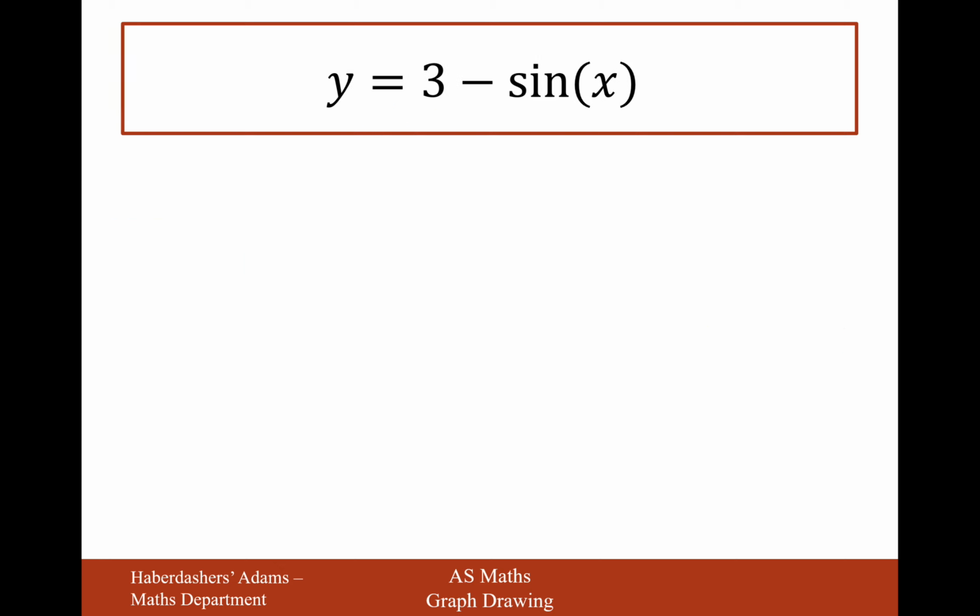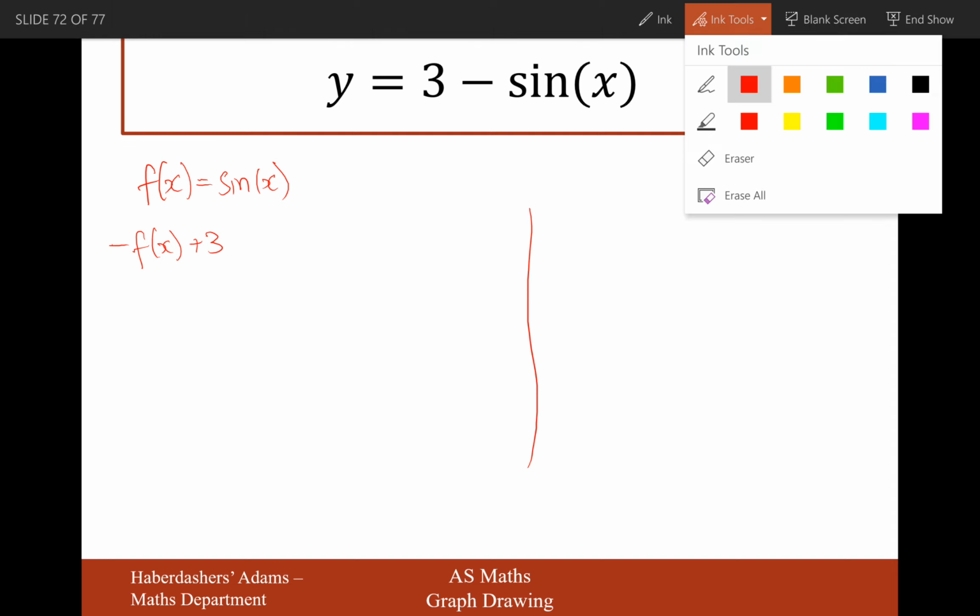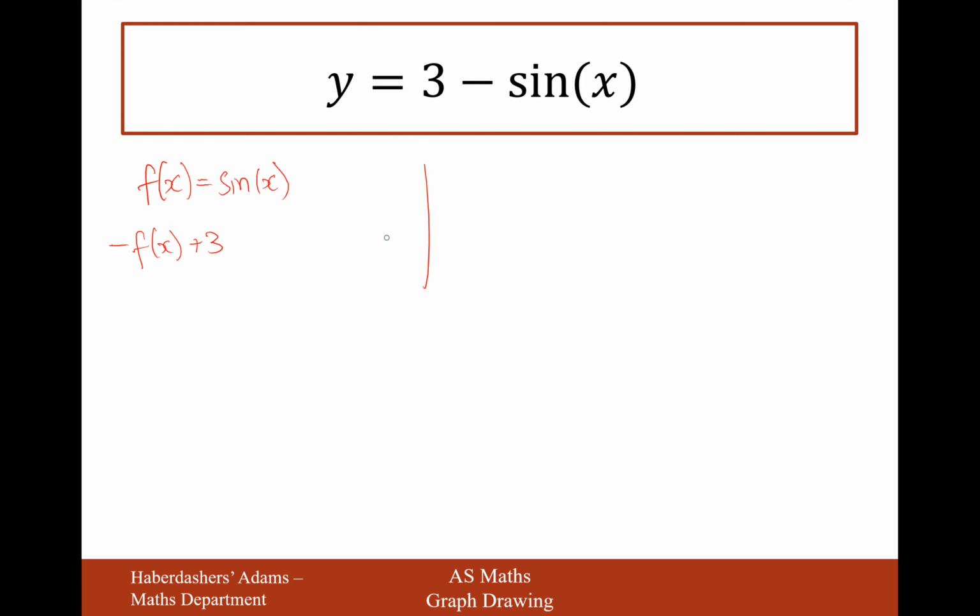Moving on to the next one, 3 minus x. Well, in this case, let's do it from the parent function, so sine x. And the transformation here is going to be minus f of x plus 3. Actually, I think I'll break it down a bit more. So it's going to be a negative sine graph, that's up and down reflected.